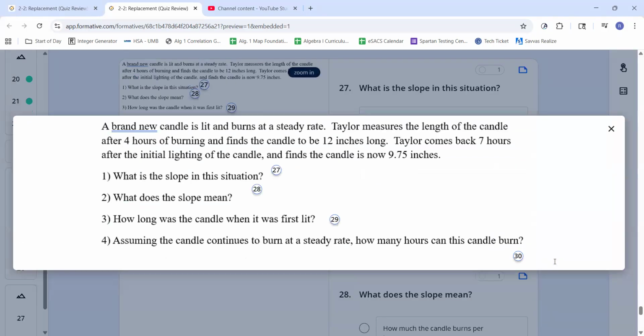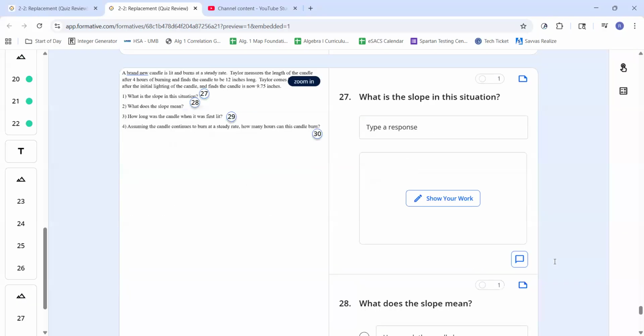A brand new candle is lit and burns at a steady rate. Taylor measures the length of the candle after 4 hours of burning and finds the candle to be 12 inches long. Taylor comes back 7 hours after the initial lighting of the candle and finds the candle is now 9.75 inches. Okay, very similar to the last problem in that I gave you 2 points. 4 hours, it was 12 inches long. After 7 hours, it was 9.75 inches long.